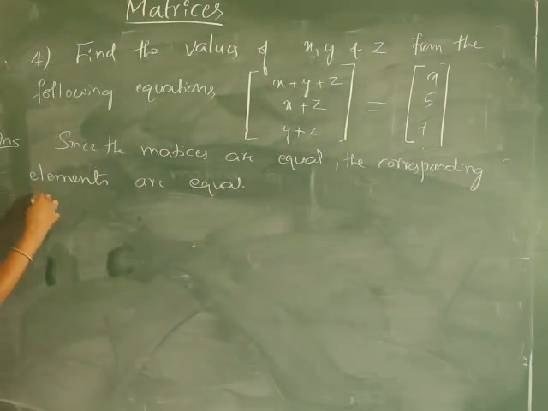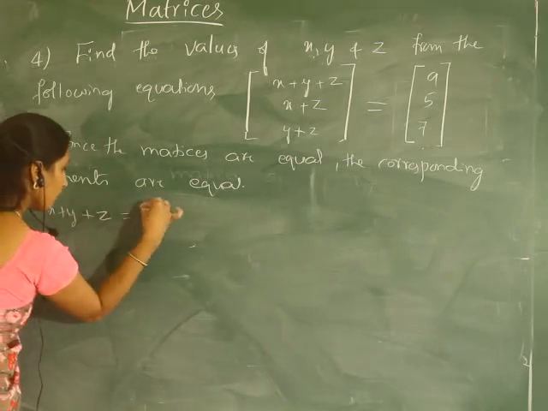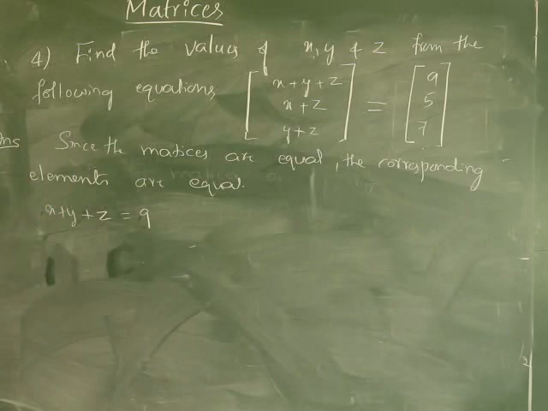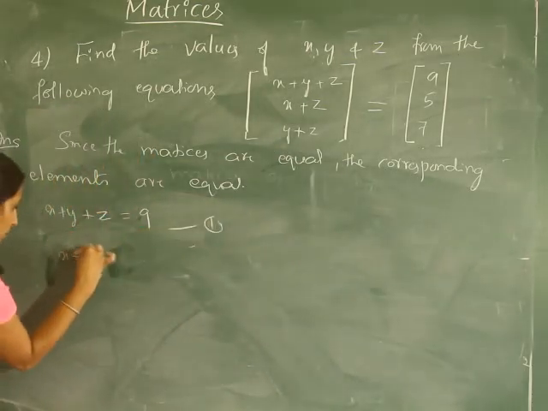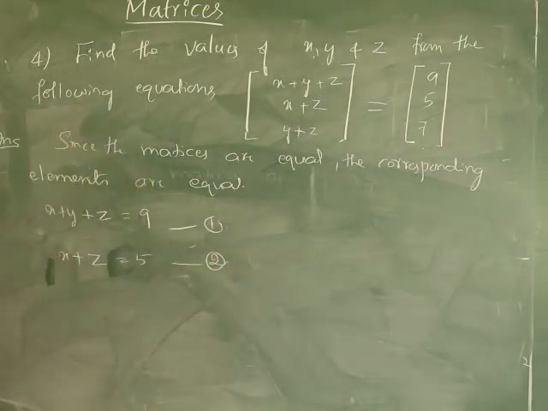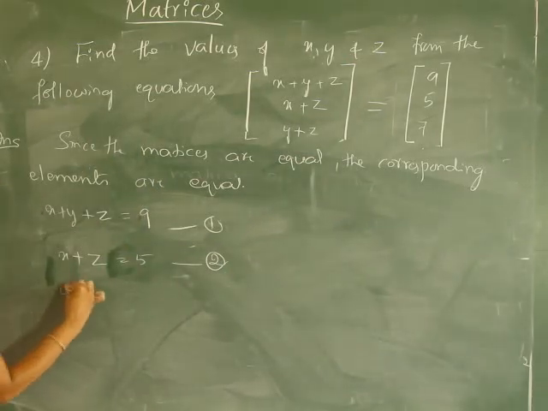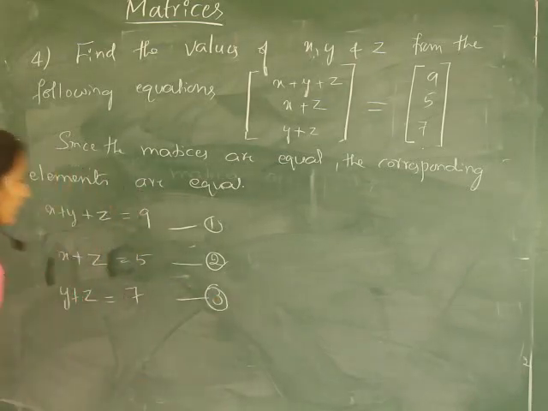Therefore what we get? x plus y plus z is equal to 9, and take it as equation 1. x plus z is equal to 5, equation 2. Next, y plus z is equal to 7, that is equation 3. Why I am taking equation 1, 2, 3 is because there are 3 equations with 3 unknowns. Now I have to calculate the values of x, y and z.